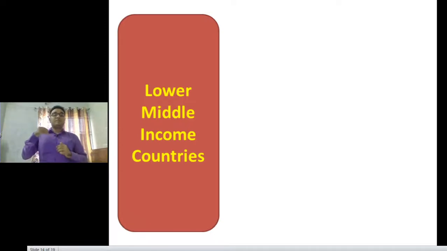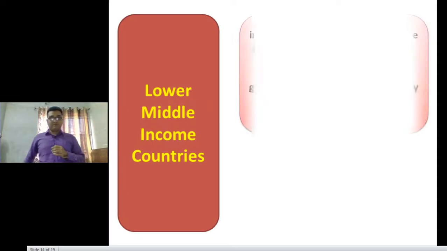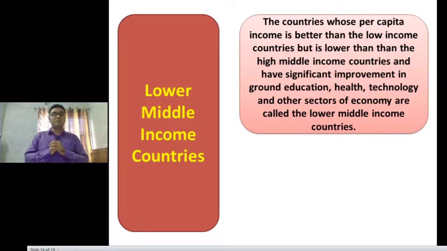Okay, so this type of countries are called the lower middle income countries. Yes, dear students, now I am going to show the definition of the lower middle income countries. The countries whose per capita income is better than the low income countries but is lower than the high middle income countries, and have significant improvement in education, health, technology, and other sectors of the economy, are called the lower middle income countries. Okay, so this is the definition of the lower middle income countries.